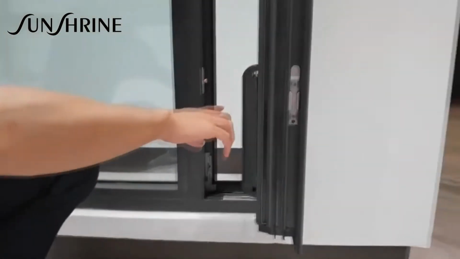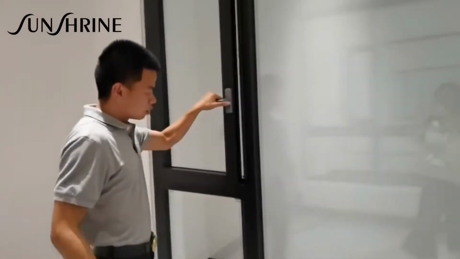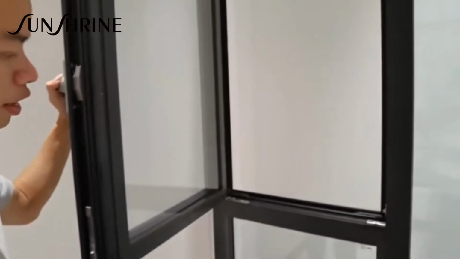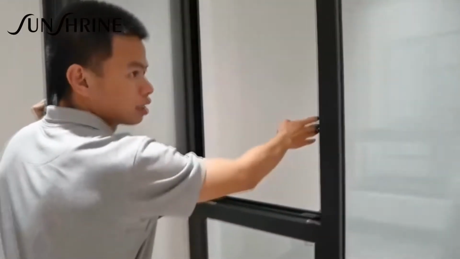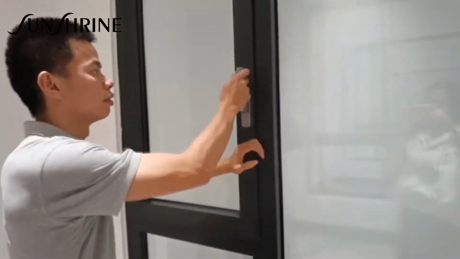Ventilation can be realized when the window sash is closed. This window can install tilt and turn hardware. An external screen can be installed outside. Window sash can tilt and turn.